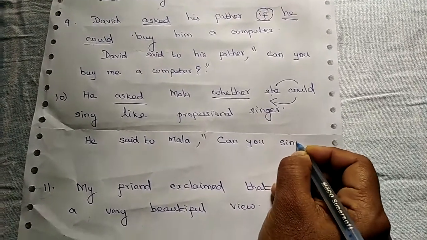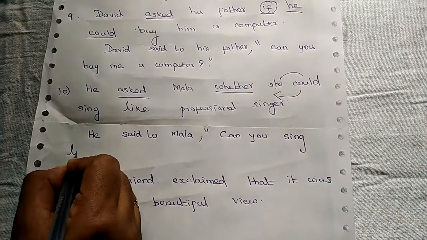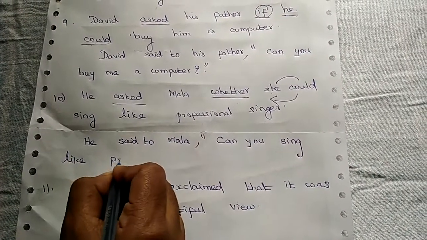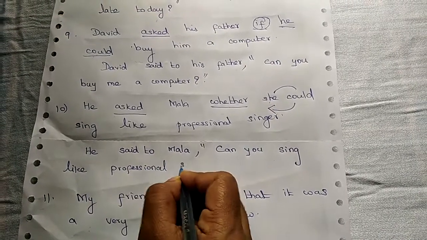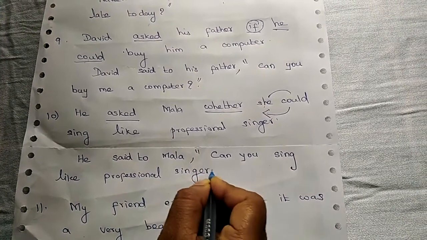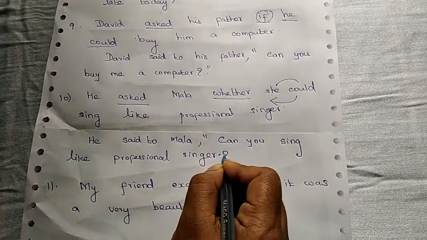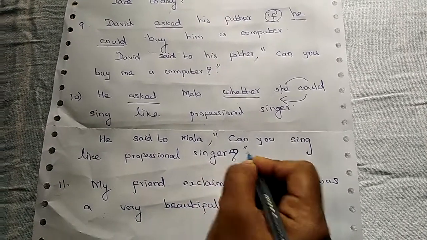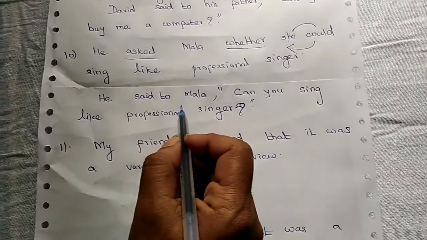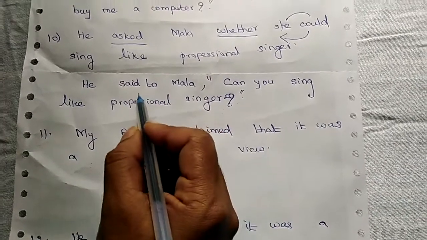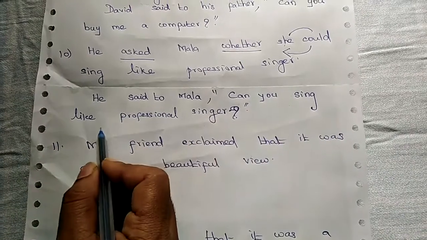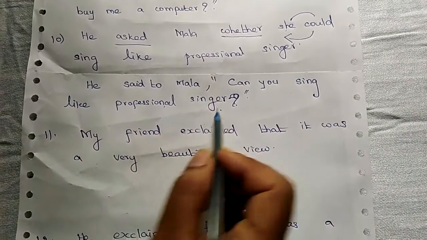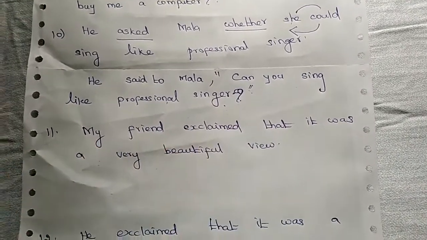Can you sing like professional singer? What you have to do? You have to write the question mark and close the quotation. Okay. Can you sing like professional singer? He said to Mala, can you sing like professional singer? Then question mark, close the quotation.